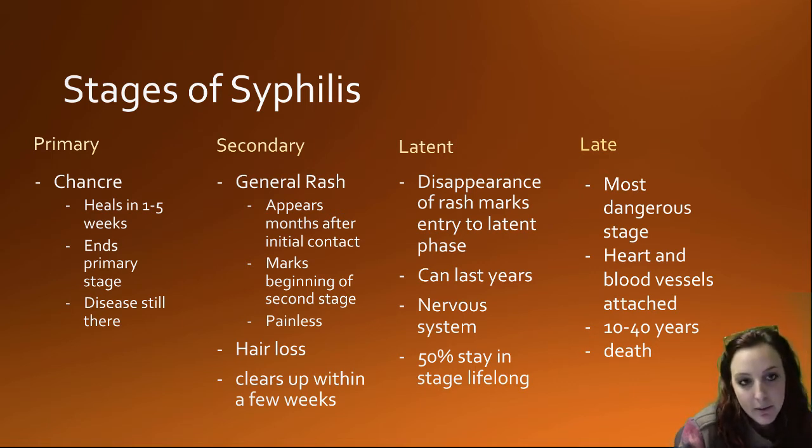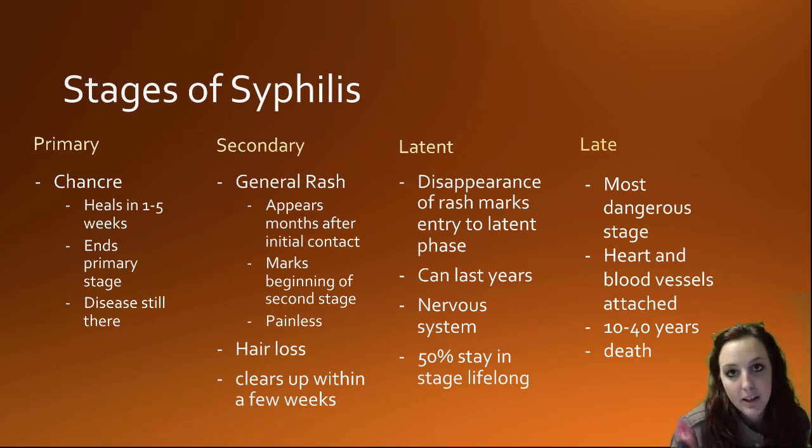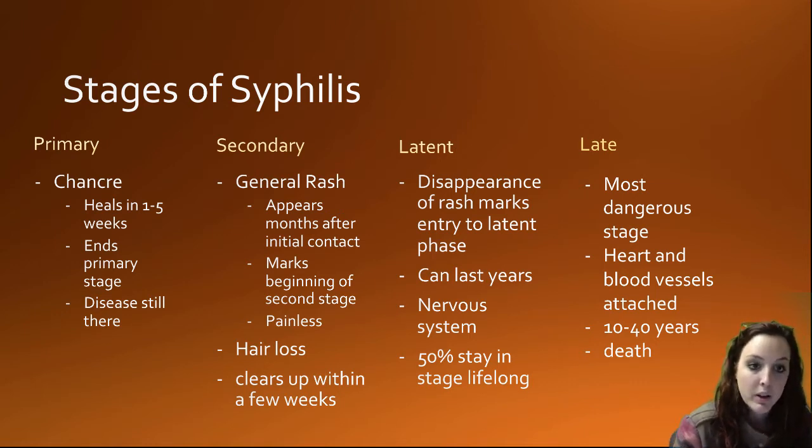Now, about 50% of the people that originally contract syphilis will actually stay in the latent stage for the rest of their lives. The other 50% will then go into the late stage. And this is the most dangerous stage. This is when it's affecting your cardiovascular and your neuro system, depending on what is being attacked at the moment. And this can occur 10 to 40 years after the initial infection.